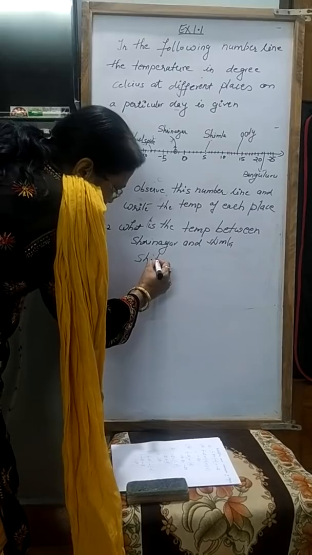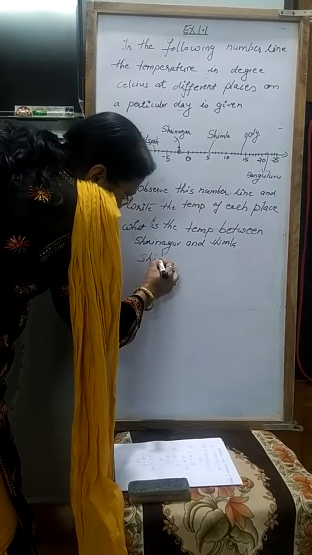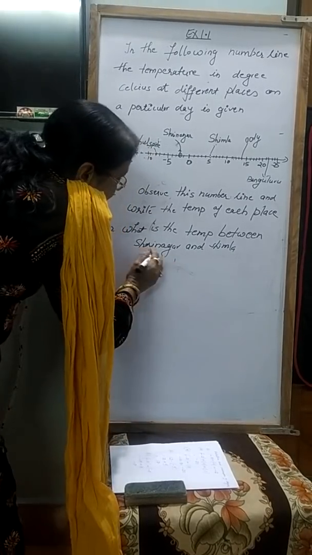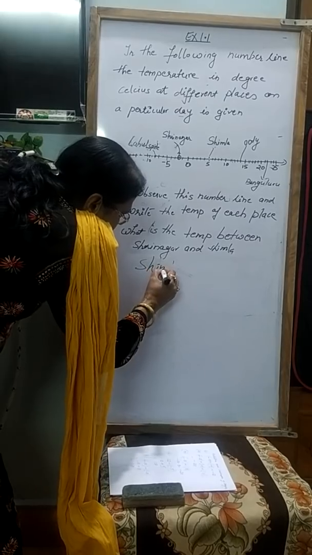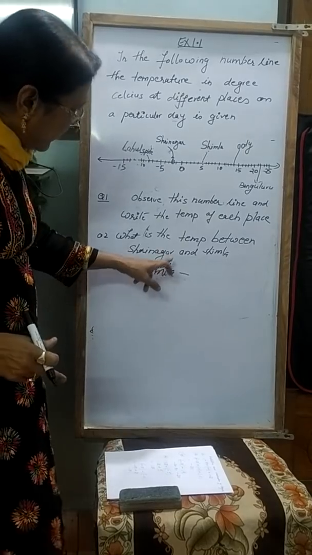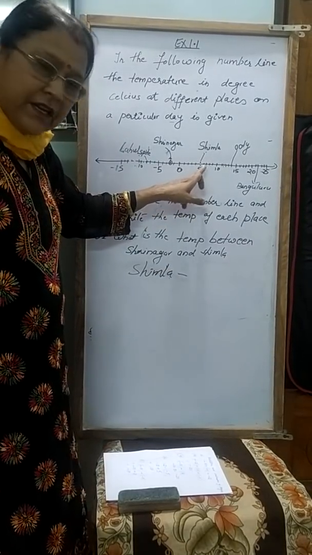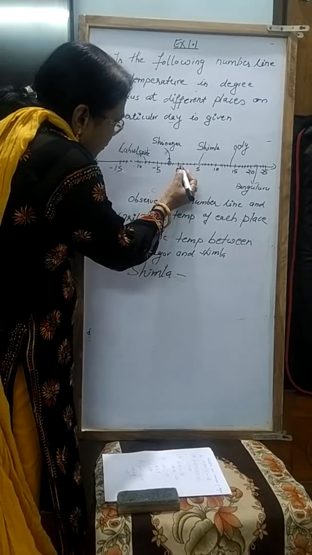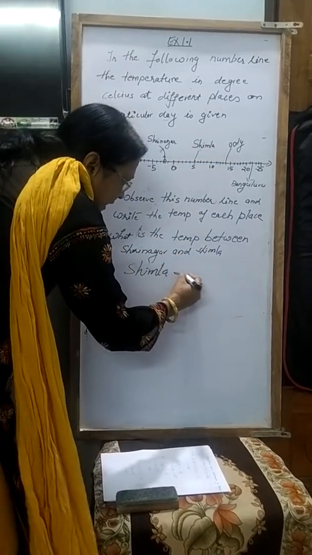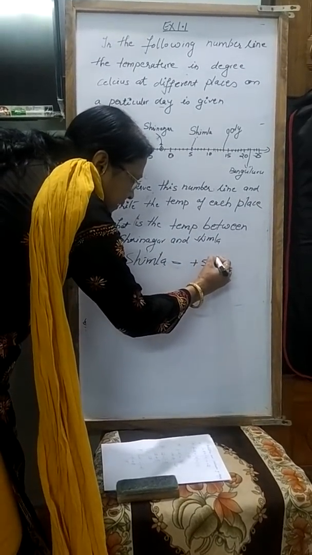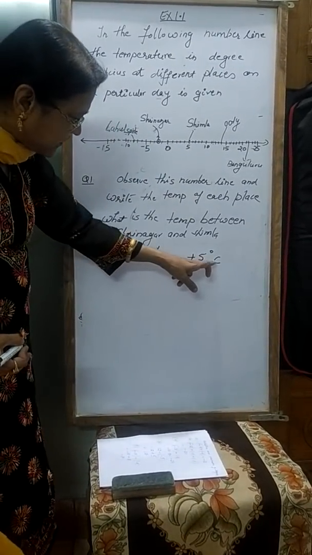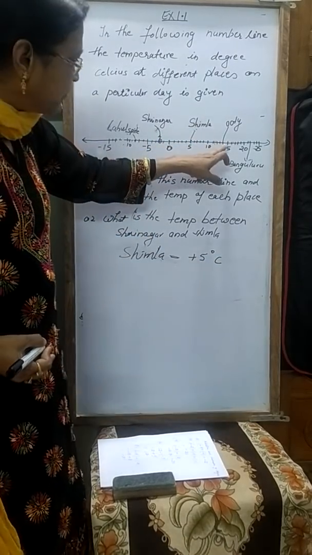then the temperature of Shimla is what? Here the temperature is, see, 0, 1, 2, 3, 4, 5. It means the temperature of Shimla is +5 degrees Celsius. The temperature of Shimla is +5 degrees Celsius. Now come to the second one.